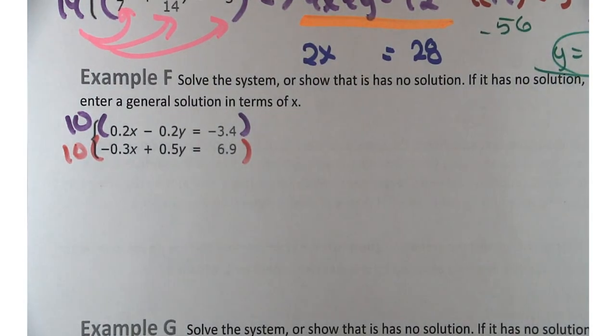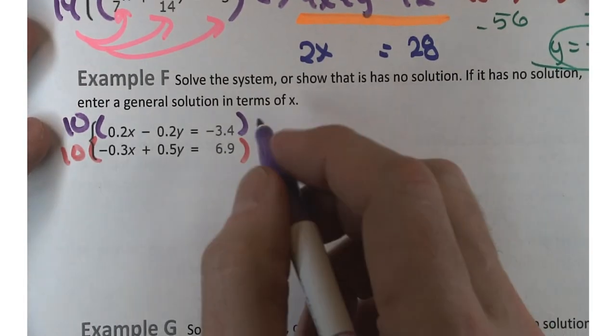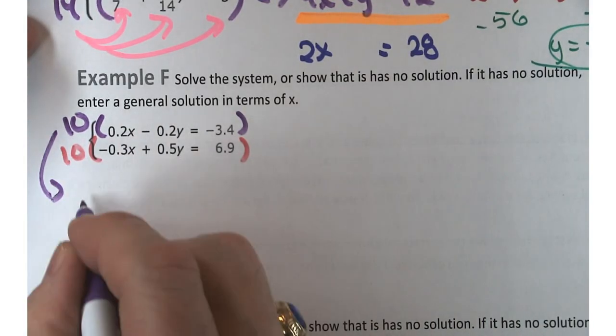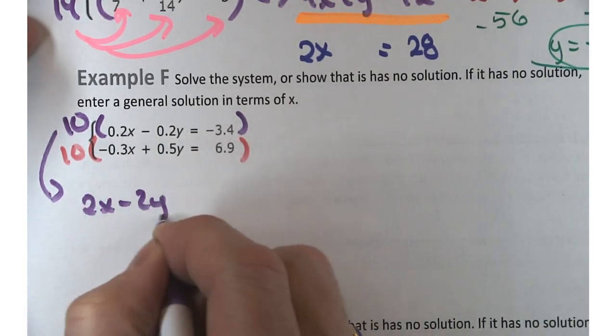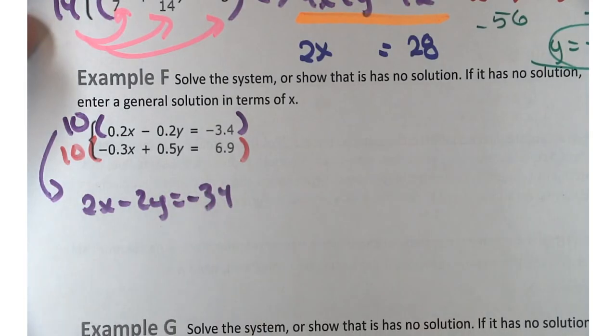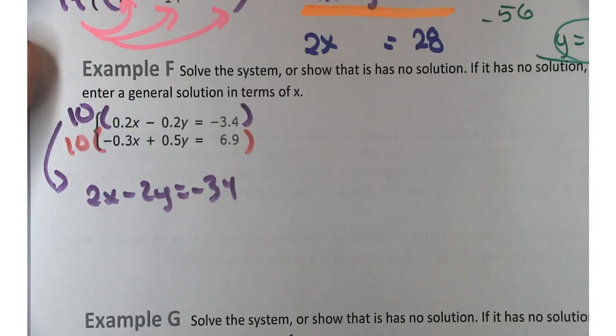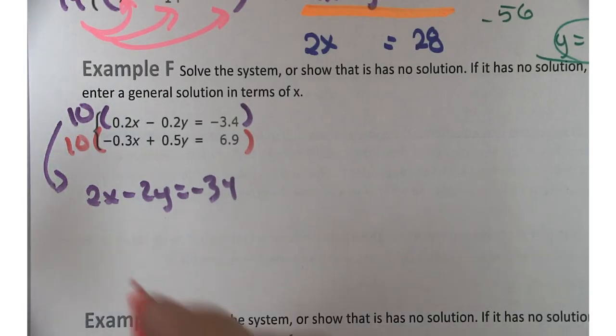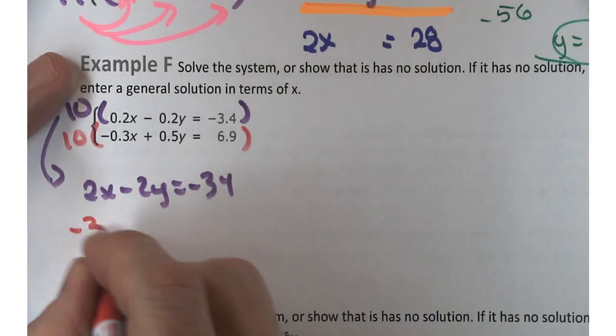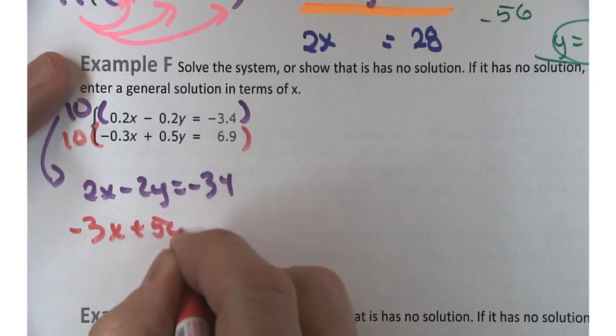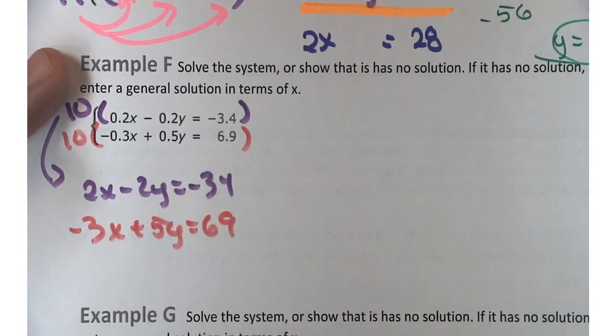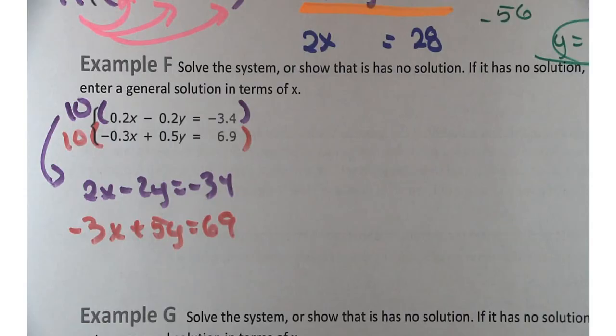So if I multiply the top one by 10, what's that going to give me? What equation pops out of it if I multiply the top one by 10? 2x minus 2y equals negative 34. Great. And then someone else for the bottom one? Nice. Negative 3x plus 5y equals 69.